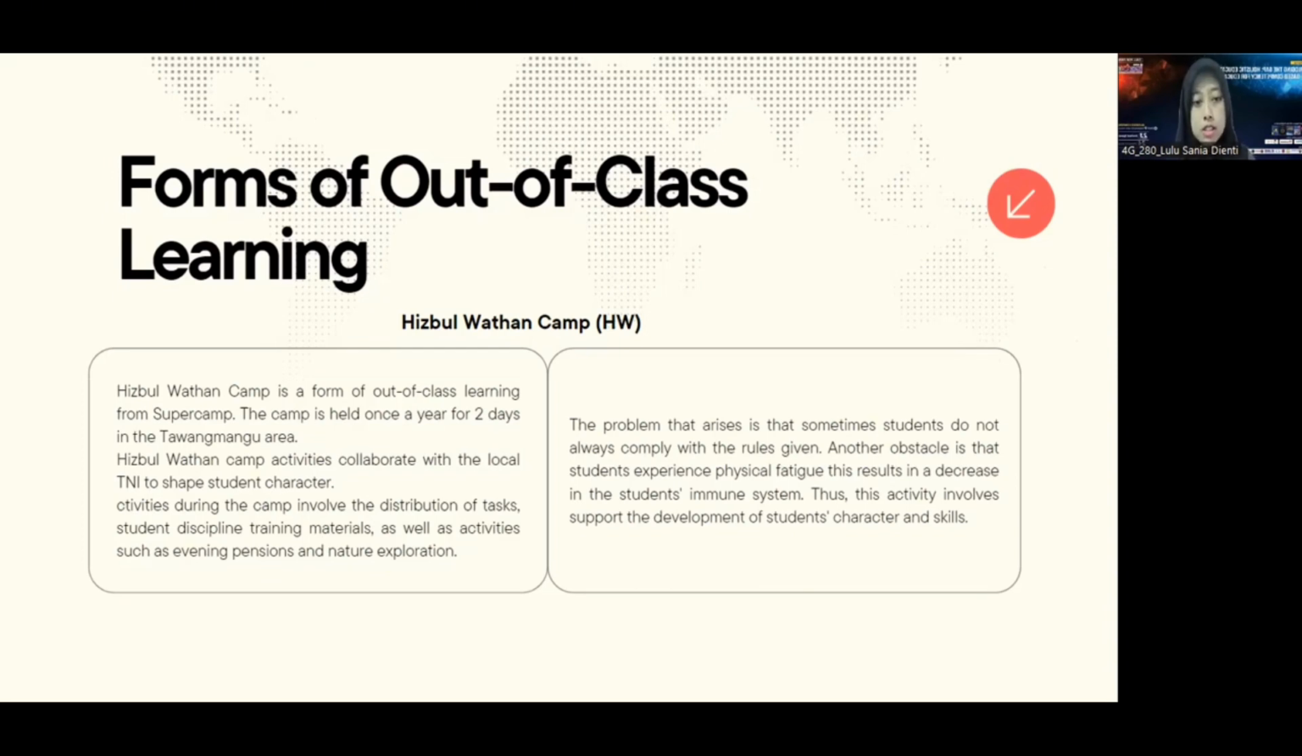Bulatan Camp is an out-of-class learning form from supercamp. The camp is held once a year, for 2 days in the Tawangmangu area. This Bulatan Camp activity collaborated with the local TNI to build self-studying character. Activities during the camp involve the distribution of study discipline training materials as well as activities such as exploration and nature exchange. The problem that arises is that sometimes some students do not always comply with the rules given. Another obstacle is that students experience physical fatigue, resulting in a decrease in the student immune system. Thus, this activity supports the development of student character skills.